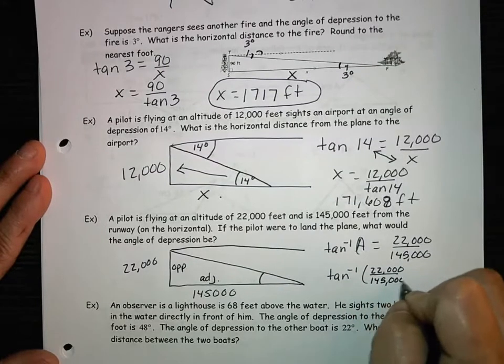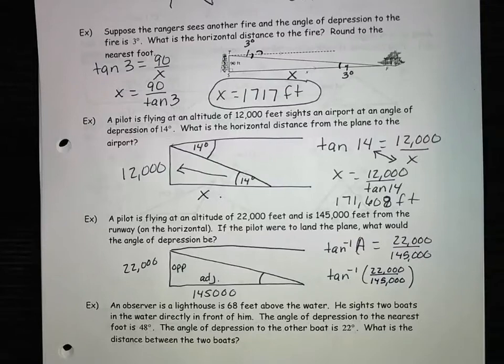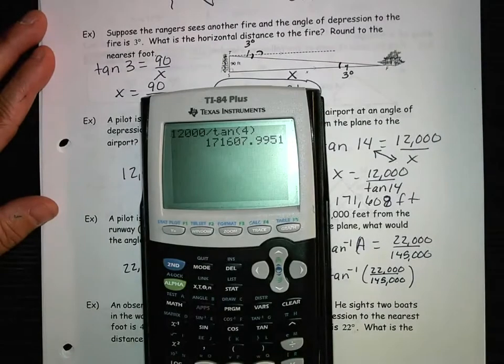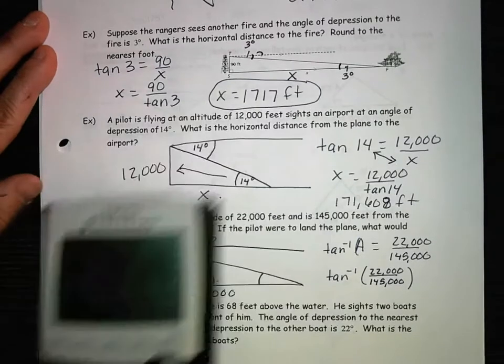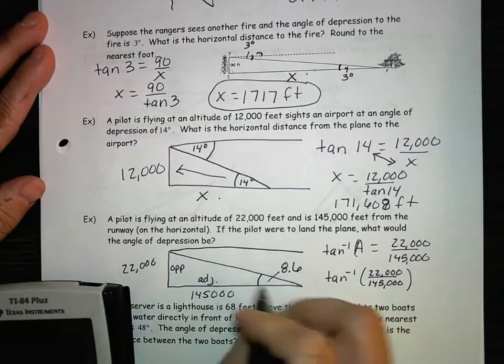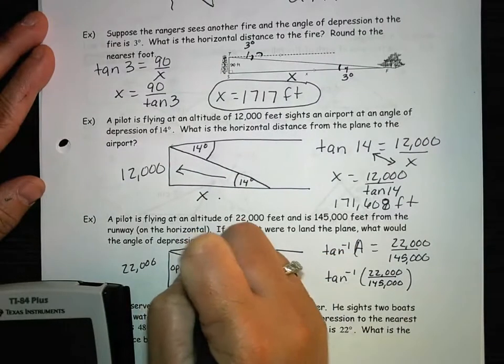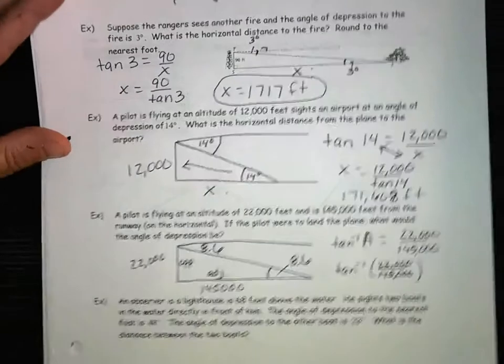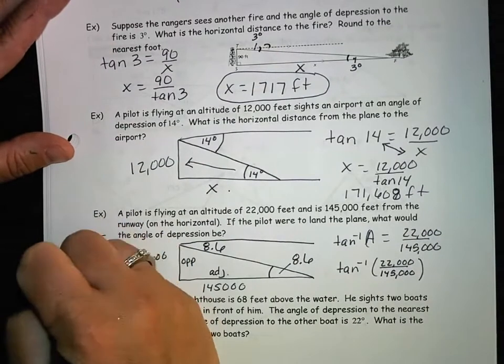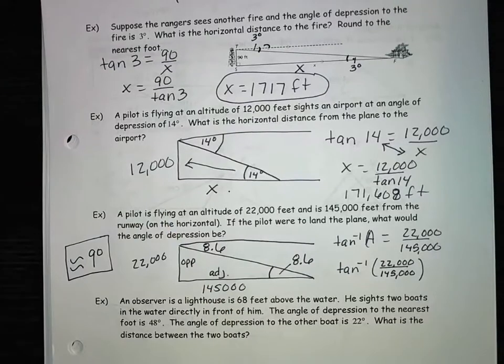Inverse tangent, 22,000 over 145,000. Inverse tangent, 22,000, 145,000, and your angle here ends up being 8.6, which means your angle of depression would also be 8.6. And I guess I would round that and say it is about 9 degrees.